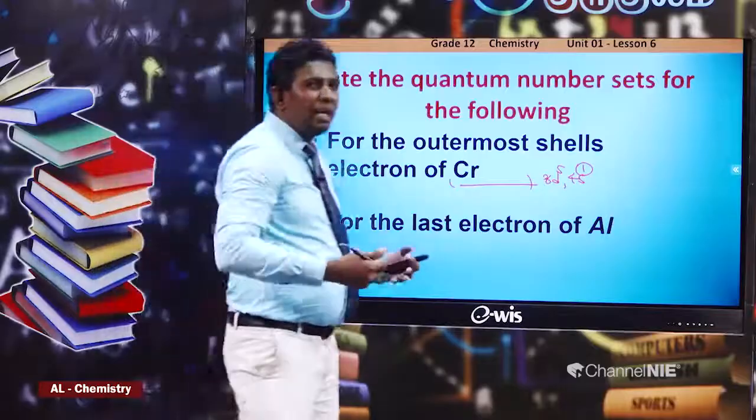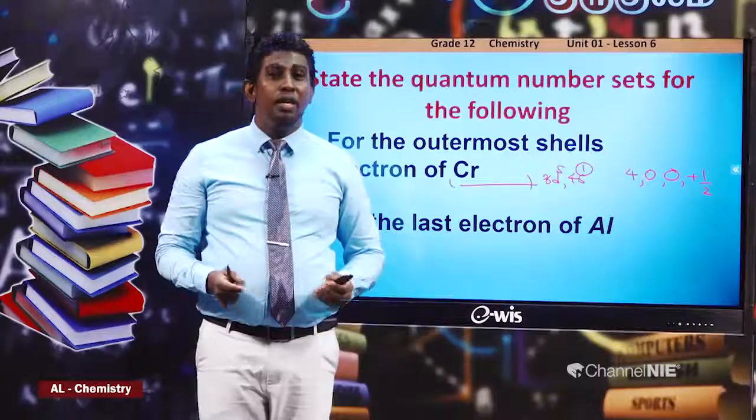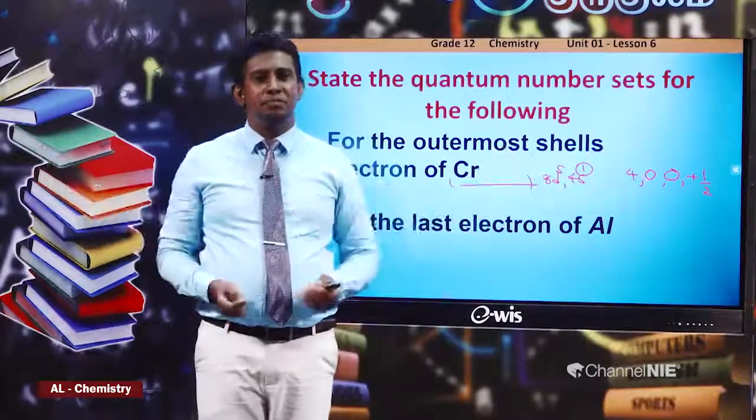So you could give that electron's quantum number set in a manner like this: you have 4 as the principal quantum number, s as the azimuthal quantum number, and for the magnetic quantum number, with only one atomic orbital, it's 0, and the spin is either plus half or minus half. So in that manner you could write quantum number sets, standing for electrons' identities.